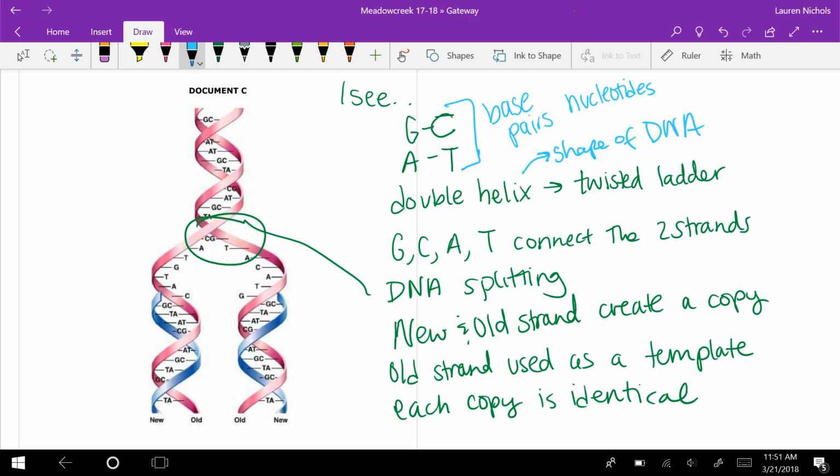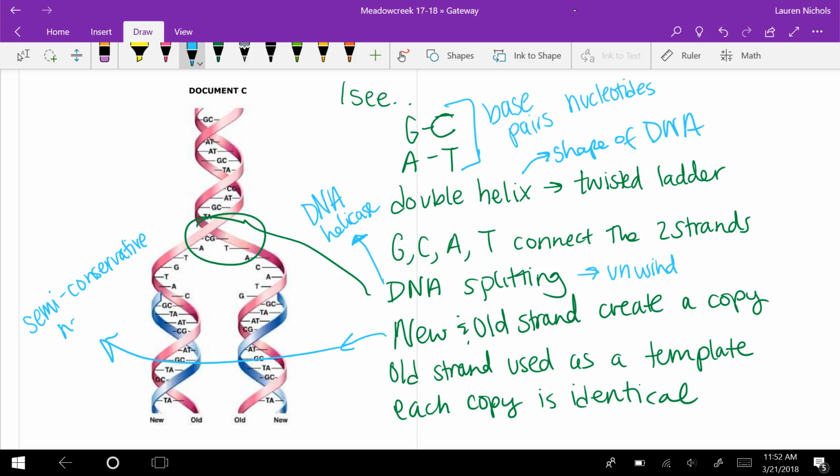I know that when DNA splits, it also has to unwind. I believe it's a protein, DNA helicase, that is responsible for splitting up the 2 strands. I know that the fact that each strand has a new and old copy is called something super important called the semi-conservative nature, talking about how each copy that I see here has an old and a new strand.